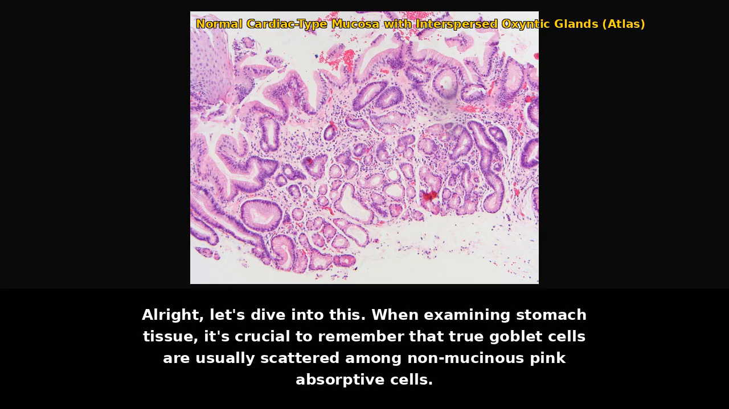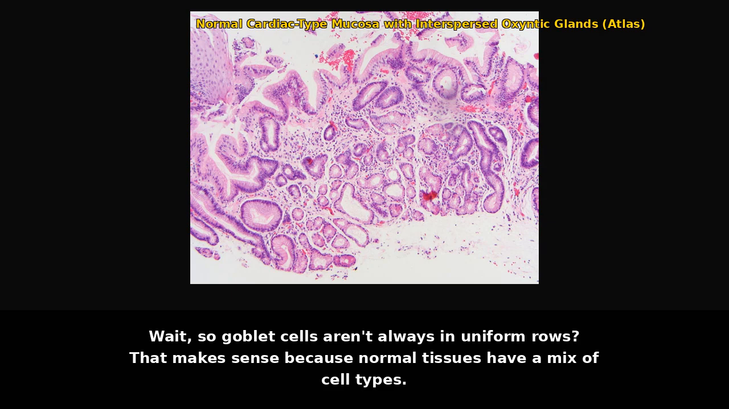All right, let's dive into this. When examining stomach tissue, it's crucial to remember that true goblet cells are usually scattered among non-mucinous pink absorptive cells. Wait, so goblet cells aren't always in uniform rows? That makes sense, because normal tissues have a mix of cell types.